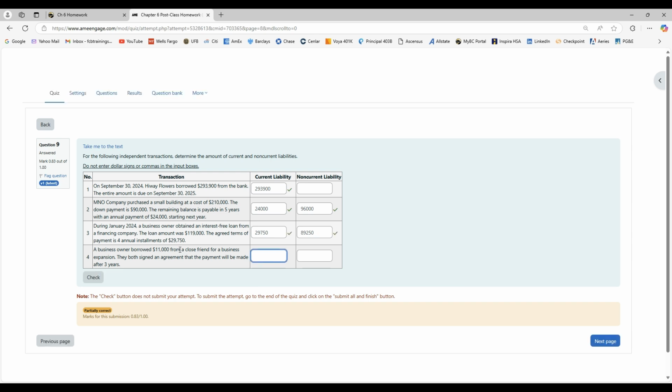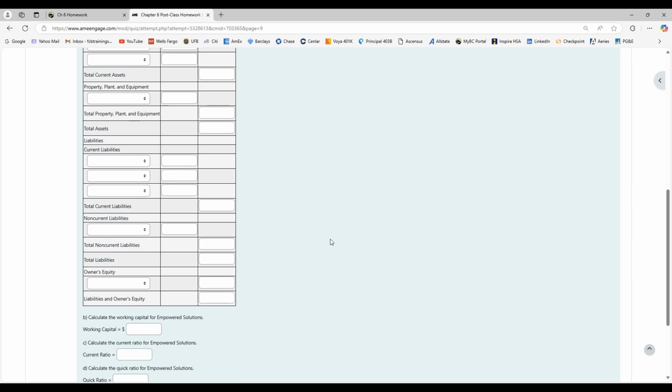And okay, so here we borrowed 11,000. The payment will be made after 3 years. So this one is all non-current because there's no portion of this liability that's going to be required to be repaid within the next 12 months. So that's how you get all non-current on this one. Now, if 2 years pass, and at the point at which this 11,000 is due within the next 12 months, at that point in the future, it would be all current. So that's the thought process there.